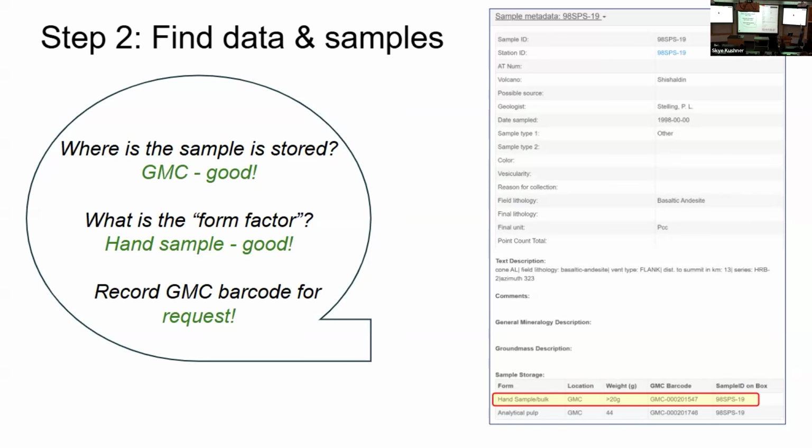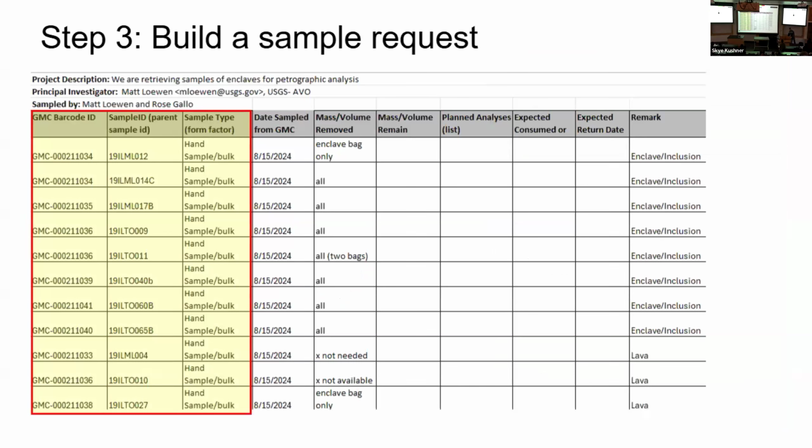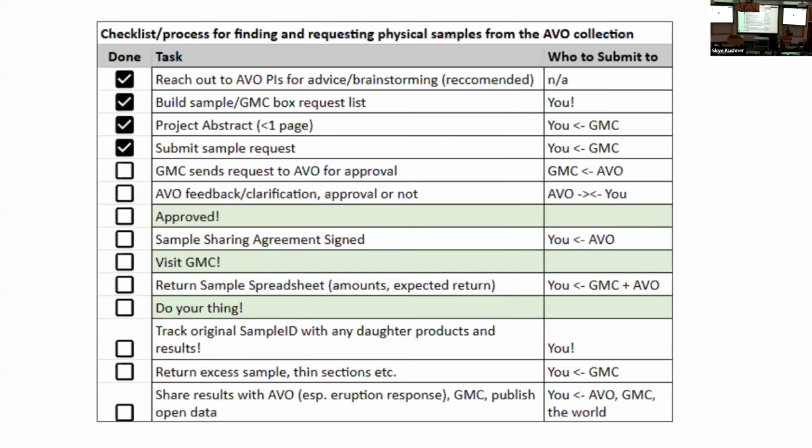So anyway, you copy this information and we start building a sample request spreadsheet. We have this form that we'll distribute at the end of this workshop. Basically, at the top, we've got a quick description: who you are, who's going to do the sampling. Then all the GMC barcode IDs. The GMC, that's all they care about. They're just looking for the boxes and they're going to pull the boxes, and then you're going to have to look for the samples. For your own sake, write the sample IDs that go with those boxes and what it is that you're looking for, and then fill in that information.